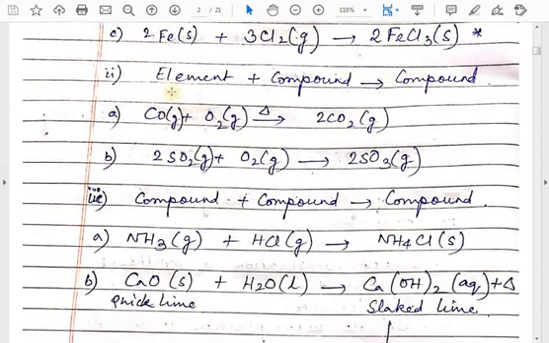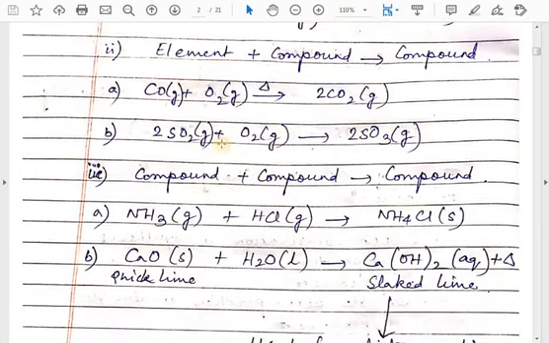Then second category is element plus compound gives you a compound. Now here the compound is carbon monoxide, burns in presence of oxygen, which is an element, to form a single product which is carbon dioxide, and it is gaseous. Next is sulfur dioxide and oxygen combine to form sulfur trioxide.